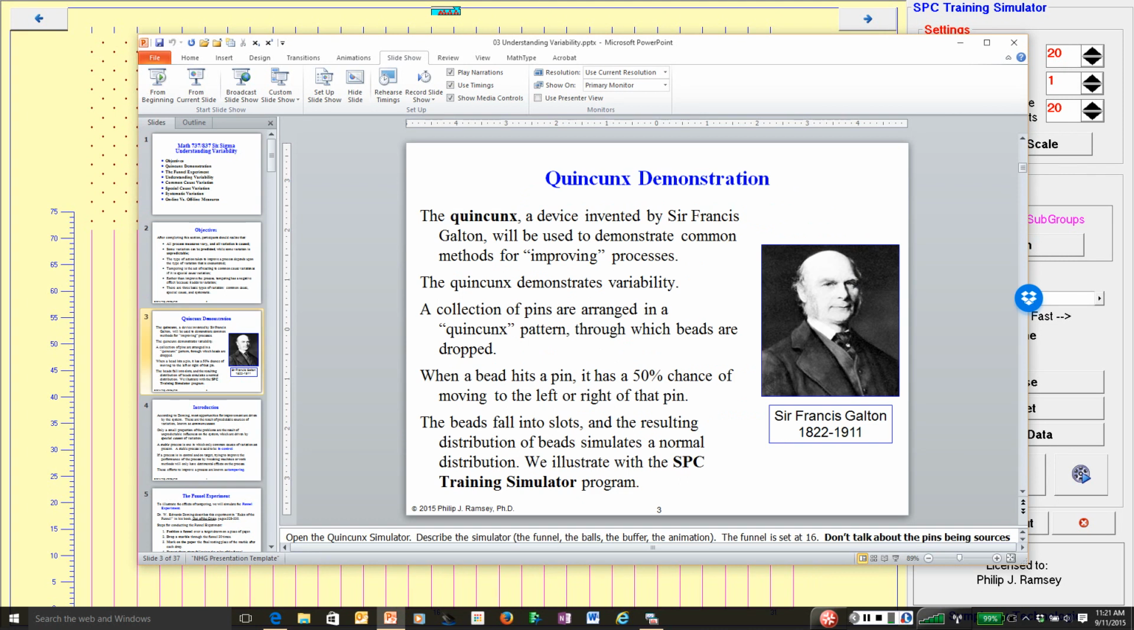And I'm going to start with a demonstration of variation using a tool called the quincunx. And this was developed by a scientist named Sir Francis Galton in the 1800s. And Galton developed a device to try to demonstrate to other scientists the concept of a distribution. That is, most scientists didn't understand the idea of variation in his era.